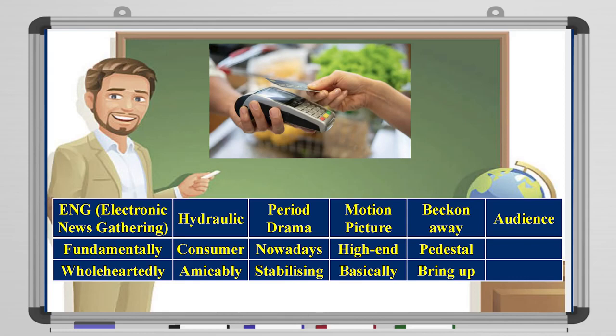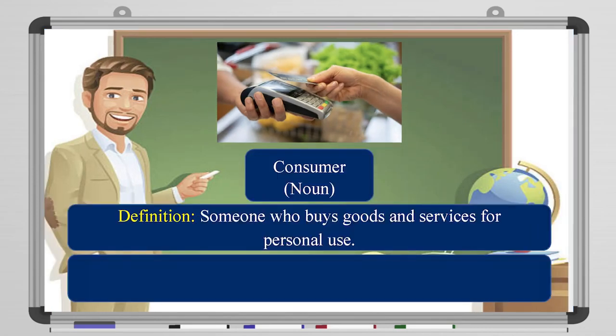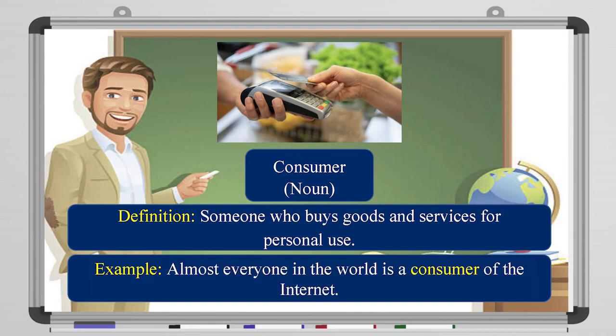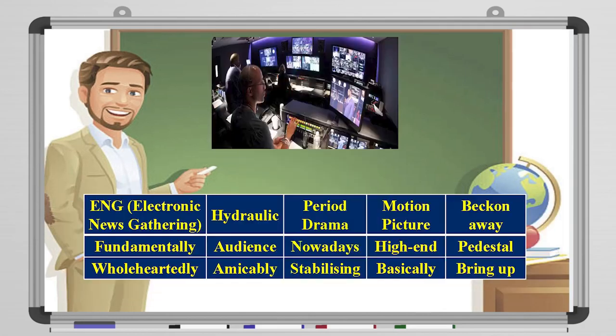Well, if you chose the word consumer, then you are correct. Consumer is a noun, and it is someone who's trying to buy something, a good, a product, or a service for his own personal use. So, for example, if you go into an electronics store and you buy a mobile phone, then you are a consumer. If you go to the supermarket and you buy bread, then you are a consumer. Let's look at the example. Almost everyone in the world is a consumer of the internet, which is true. We all use the internet, so we are consumers of the internet. We use it.